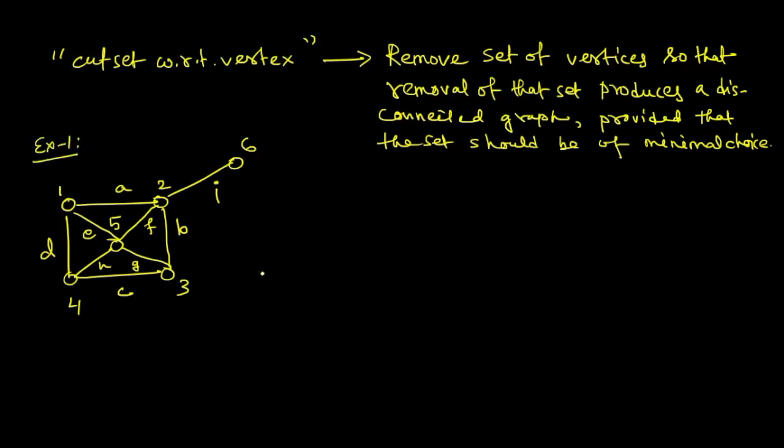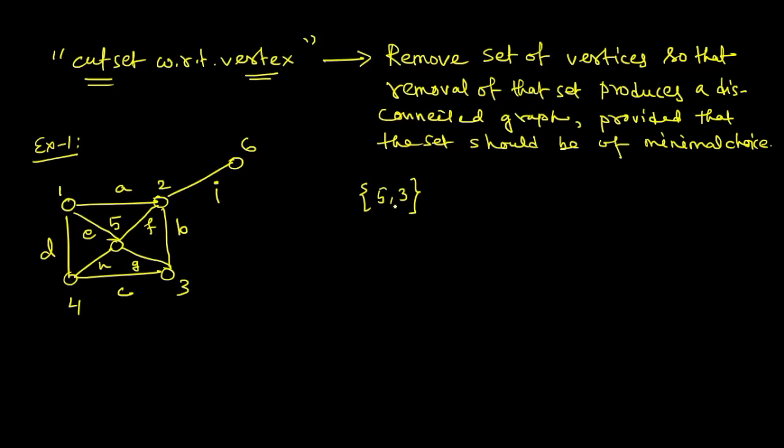Now here we need to check whether {5, 3} is a cut set or not with respect to vertex. Now see, one interesting fact with a cut set with respect to vertex or vertices is that once you remove a vertex, then the corresponding adjacent edges will be removed. Okay, so this is one important key point: when you are removing a particular vertex, the adjacent edges will also be removed.